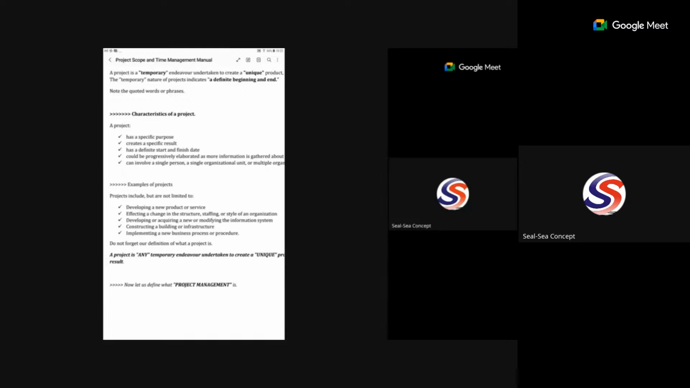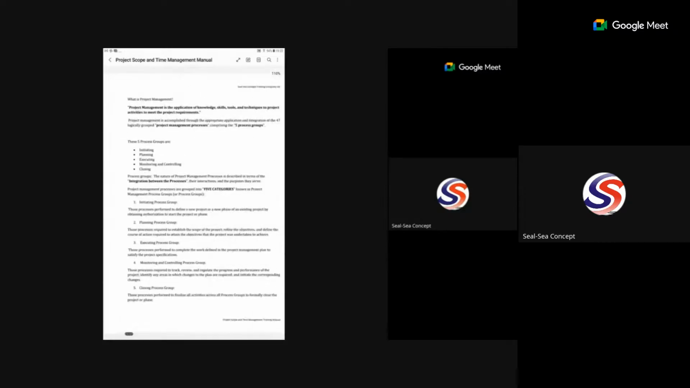So examples of projects: it can be for you to develop a new product or service. It can be effecting a change in the structure, staffing, or style of an organization. I've given an example. It can be the construction of a road, of a building, or any sort of thing. So we have briefly discussed what a project is.